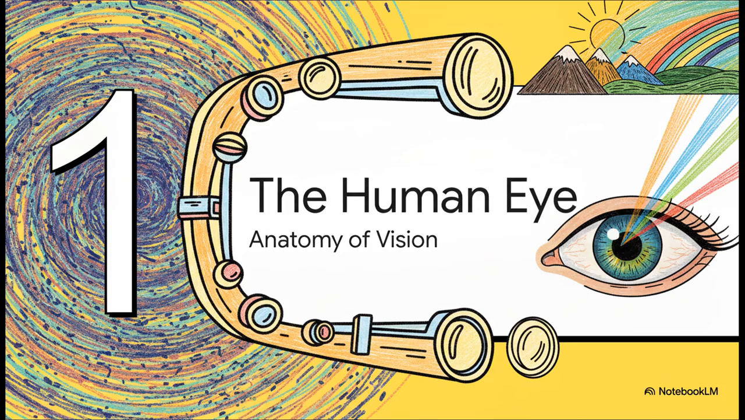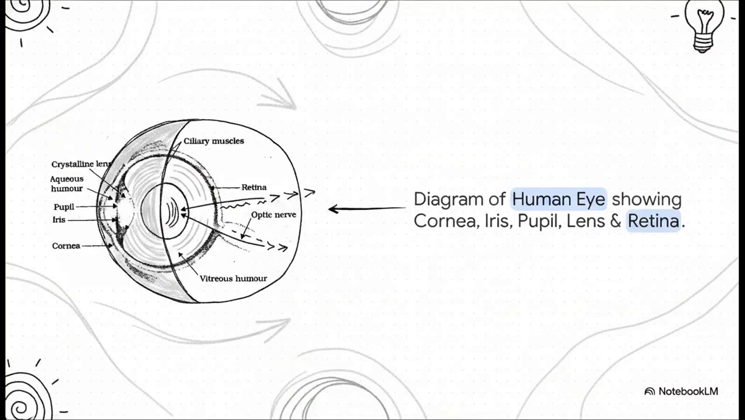All right, let's kick things off with our first section, the human eye explained, the anatomy of vision. You know, our eye is basically nature's ultimate camera. Let's see how it actually captures this beautiful, colorful world around us. Let's break down the anatomy. The outermost, transparent part is the cornea. That's where light first enters. Right behind it, we have the iris and the pupil.